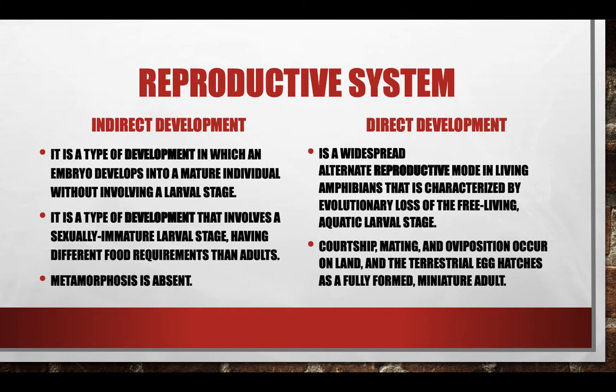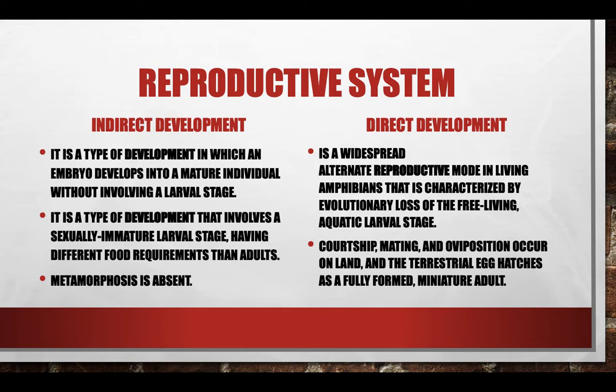There are also two types of development, which are indirect development and direct development. Indirect development is a type of development that involves a sexually immature larval stage, having different food requirements than adults. Metamorphosis is also present.